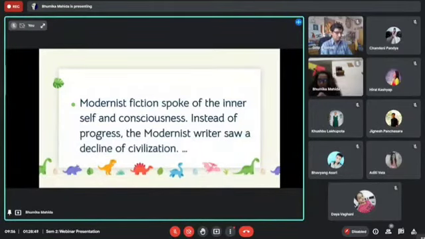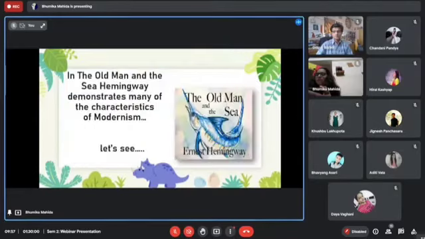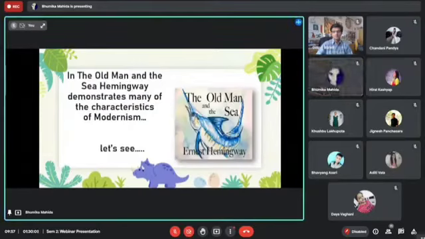In this, Hemingway's writing has no description of emotion. Yet, through this spare style, Hemingway was able to weave powerful and moving stories. This new use of language is counted as one of the major developments of modernist writing. Another famous work is The Old Man and the Sea by Hemingway.